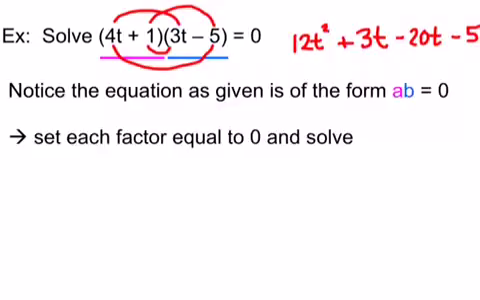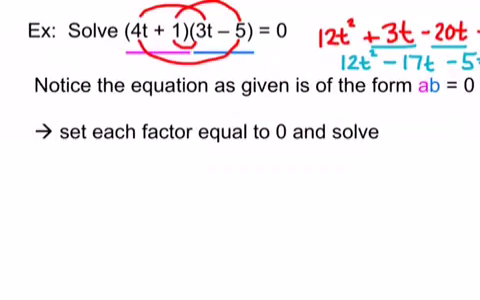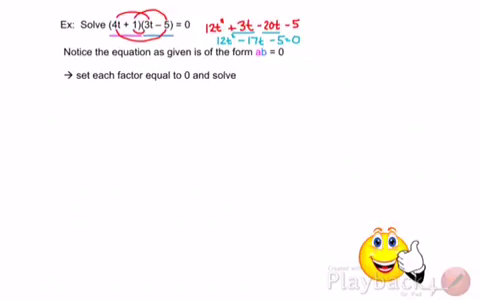Okay, so straight away, if I was to collect my like terms, which are my 3t and my negative 20t, I end up with negative 17t. So I get 12t squared minus 17t minus 5 is equal to 0. Okay, so I can see straight away that that's a quadratic equation. So one of our rules to solve a quadratic equation is to use the null factor law, which is if AB is equal to 0, then one of them or both of them, the factors, have to be equal to 0. Okay, so just directly underneath that, notice the equation is given in the form AB equals 0, so two things multiplied together give you 0, which is what this equation here is telling us.